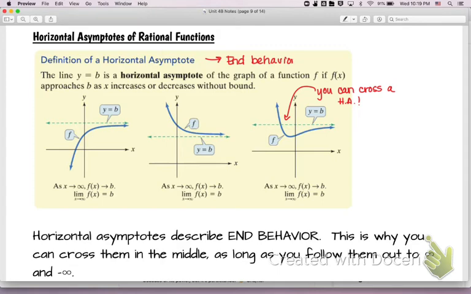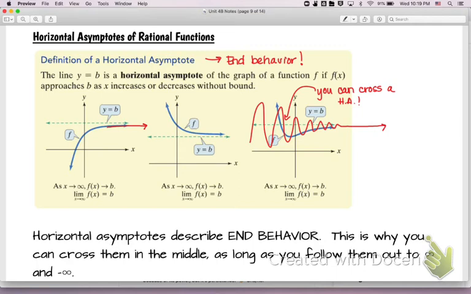So when we looked at polynomials, we really only had 2 options for end behavior. It either went up or it went down. With rationals, we have more options than that. With rational functions, it could go up, it could go down, or it could level out and go perfectly horizontal to the right or perfectly horizontal to the left. That's what a horizontal asymptote does. So that's why along the middle, you can cross it back and forth as many times as you want, as long as it eventually levels out and follows the asymptote. Okay, because it's really telling us what happens at the ends of the function, not what happens in the middle.